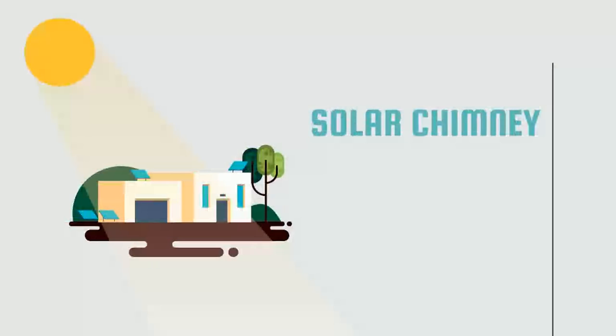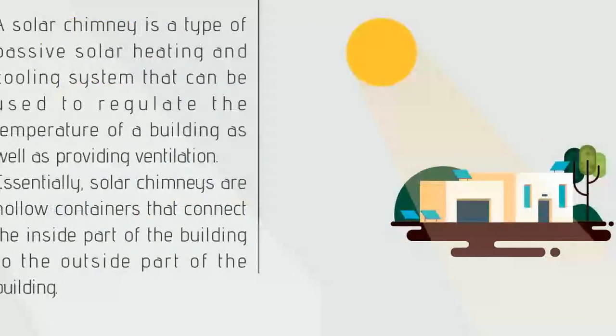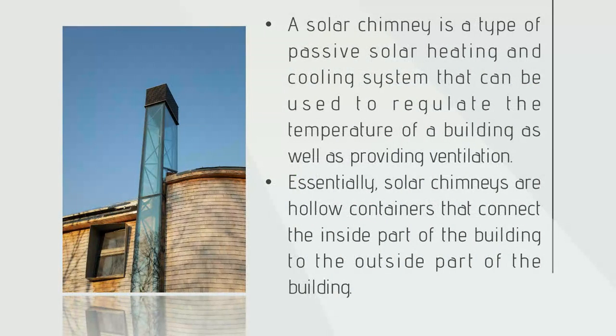So let's go to the last utilization. It is the solar chimney. The main purpose of solar chimney is to regulate the temperature and provide ventilation to a building. Essentially, solar chimneys are hollow containers that connect the inside part of the building to the outside part of the building. Like a trombe wall or solar wall, solar chimneys are a way to achieve energy efficient building design.